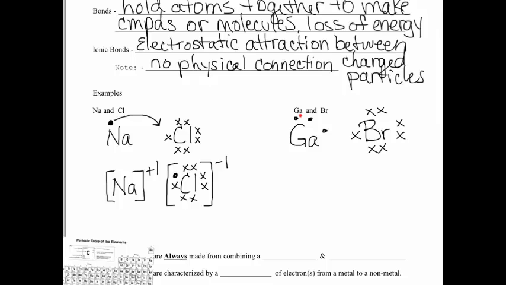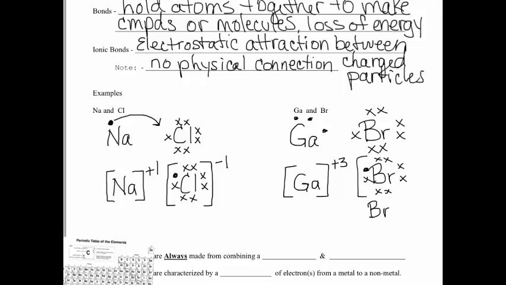In order to find a home for all 3 of these electrons, you're going to need to have 3 bromine atoms. So here's what we're going to do. We're going to show gallium now without its valence electrons, so it will end up with a +3 charge. And then each of our bromines will end up with 1 of gallium's electrons. So we're going to need 3 bromines here.